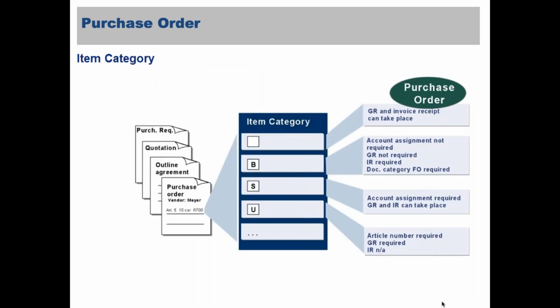So when I say item category, these item categories will actually relate to what follow-on documents need to be generated and how that purchase order should be handled in the life cycle. Say for instance, if the item category is empty, this purchase order can have goods receipt and invoice receipt can take place. If it is a B, it means account assignment not required, goods receipt not required, invoice receipt is not required, and document category FO is required.